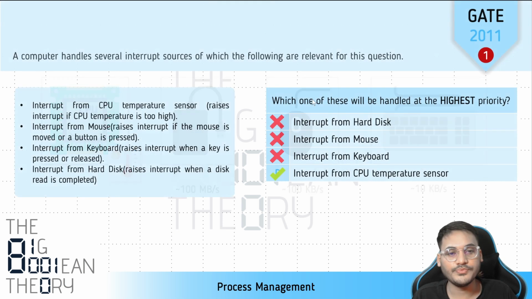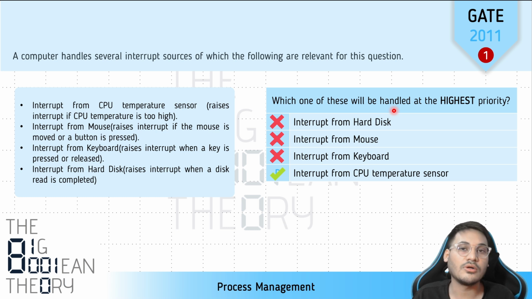So the answer is that the interrupt from the CPU temperature sensor will be handled at the highest priority, because if it is not handled, if it is delayed, then we have severe consequences for the computer system, which we do not want to happen, right? So the answer is option D.